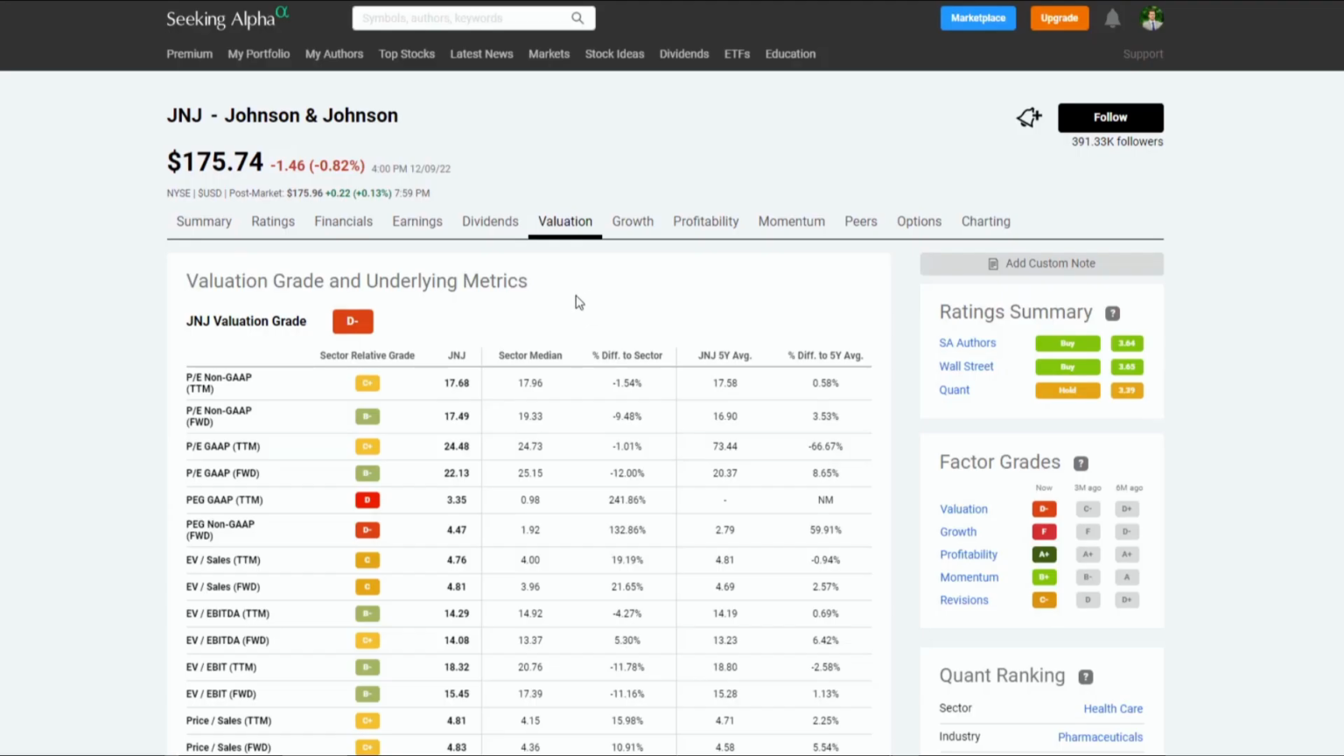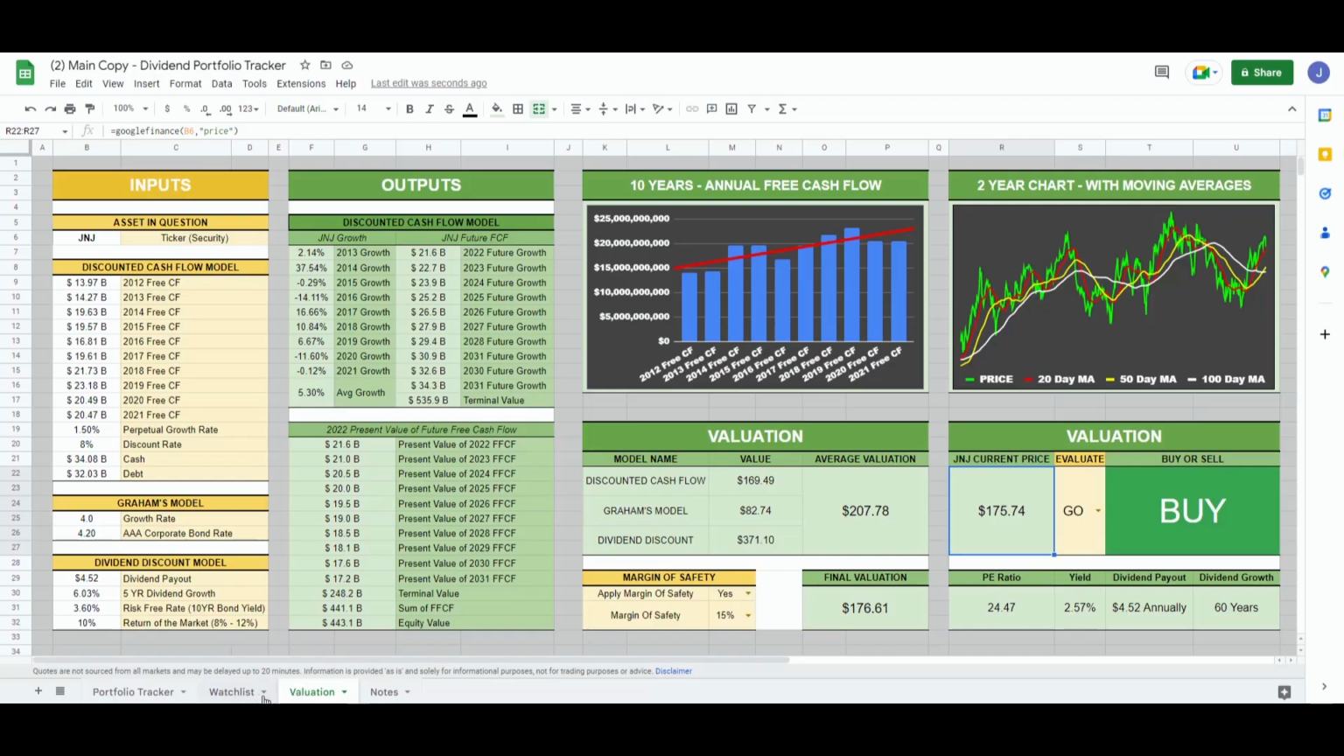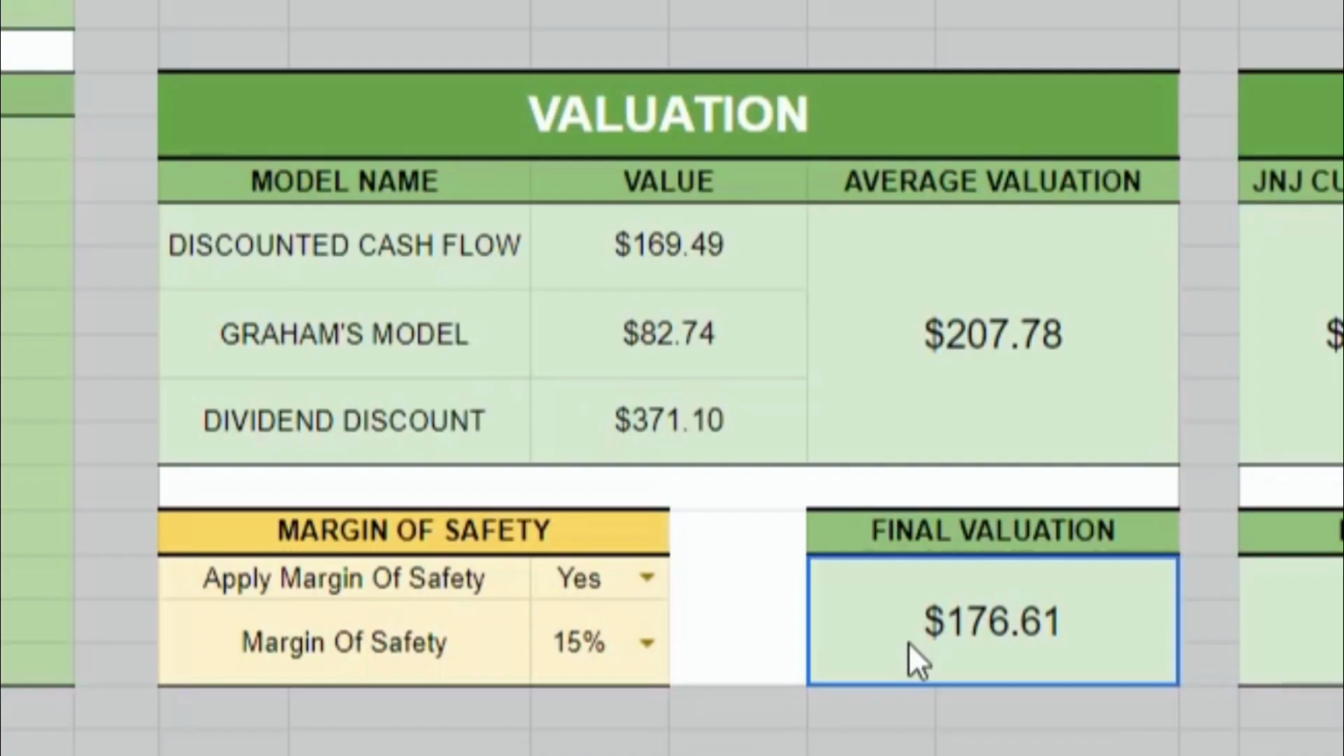And we come over to our premium subscription for Seeking Alpha, and we see that the Seeking Alpha author ratings average it to be a buy, as well as the Wall Street ratings averaging it to be a buy as well.